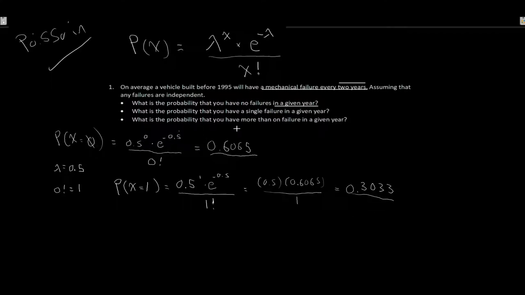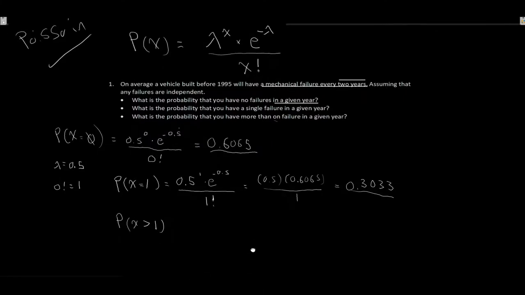Okay, final one here. What is the probability that you have more than one failure in a given year? There's my one typo per page. So the probability that x is greater than 1, right? And so, okay, what are we doing in that case? Let's just scroll down.